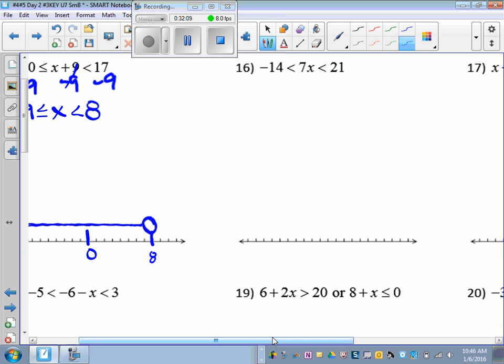All right, number 16. Oh, I love these ones. What do we have to do to get x by itself? Divide by 7. And again, we do this to every single piece of it. We're basically solving negative 14 is less than 7x, and 7x is less than 21, just in one swoop. Good, so this is negative 2. What's 7 divided by 7? 1x, which is just x. And 21 divided by 7?